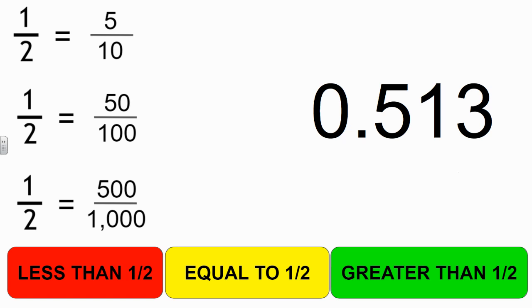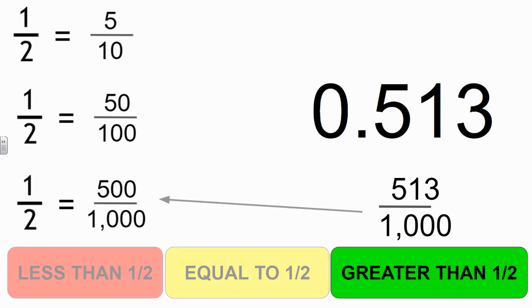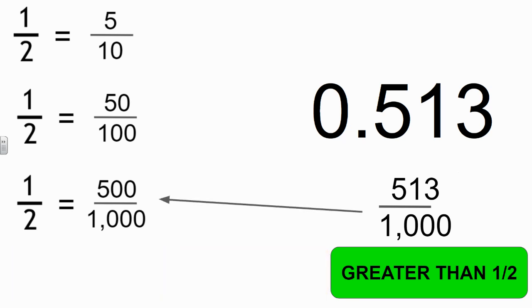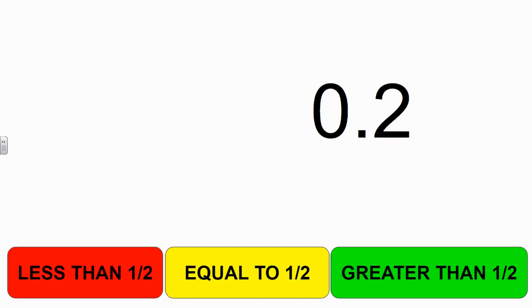513 thousandths. All right, well, this one could be written as 513 thousandths. And if I compare that to what needs to be exactly half, 500 thousandths is exactly half. So 513 thousandths would be greater than that. So it would be greater than half. All right, last practice one.